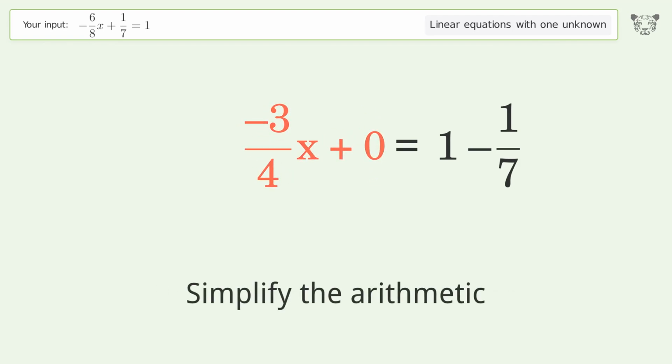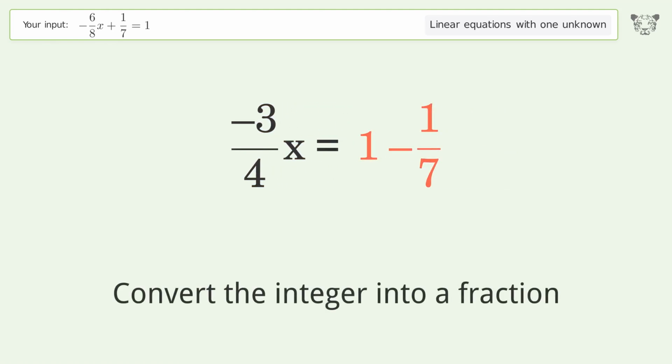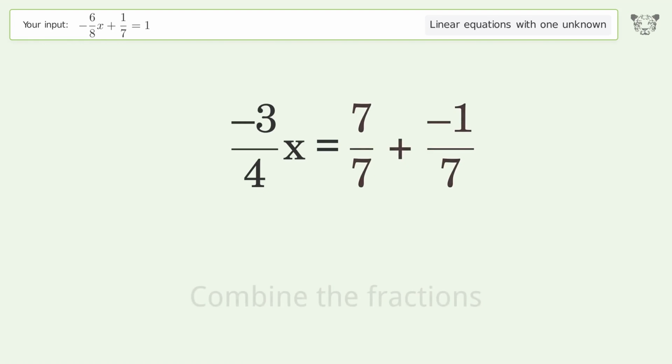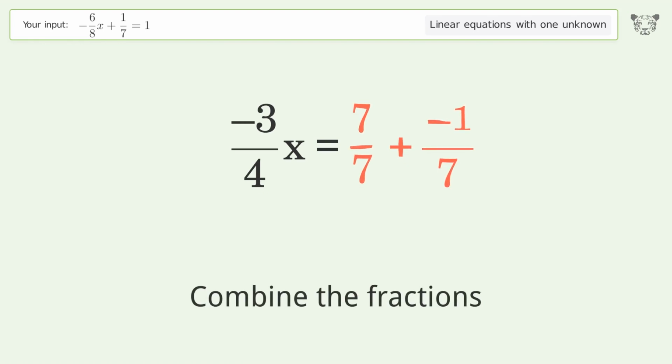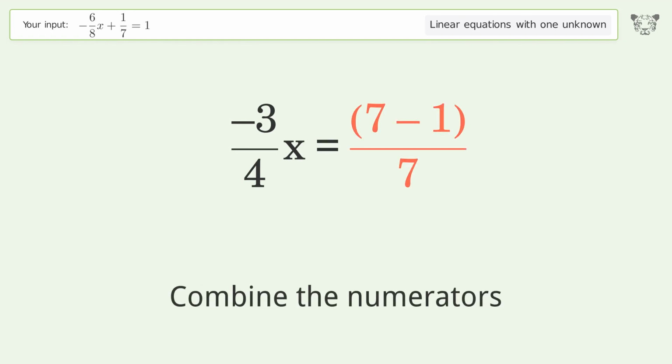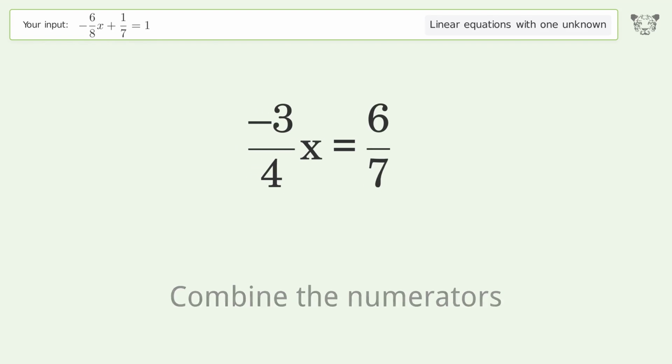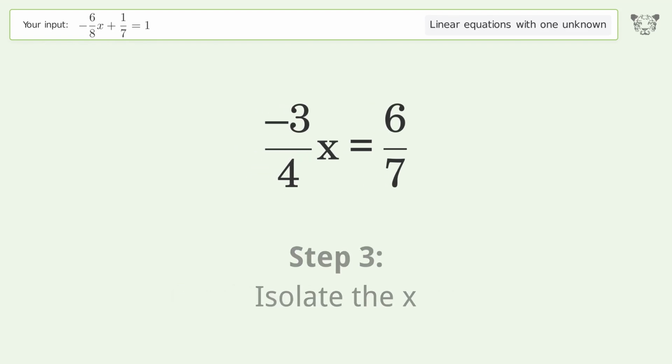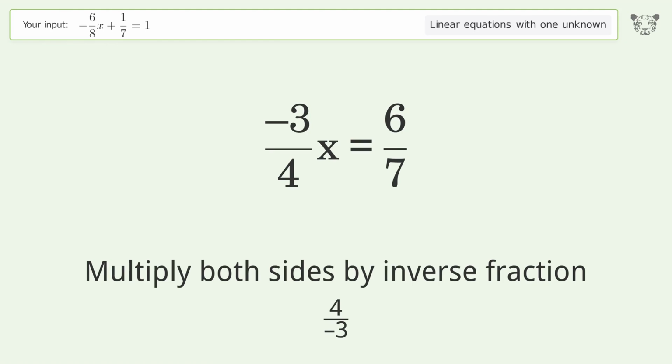Simplify the arithmetic. Convert the integer into a fraction. Combine the fractions. Combine the numerators. Isolate the x. Multiply both sides by inverse fraction 4/3.